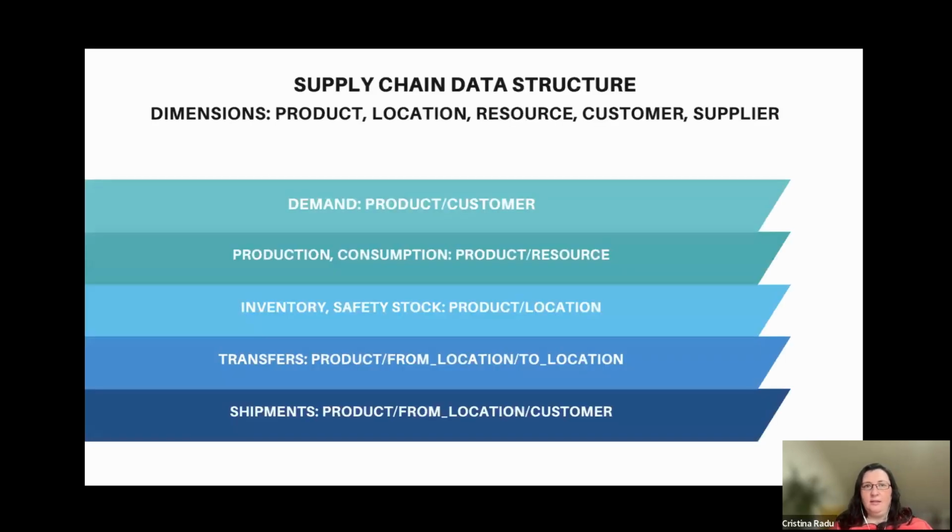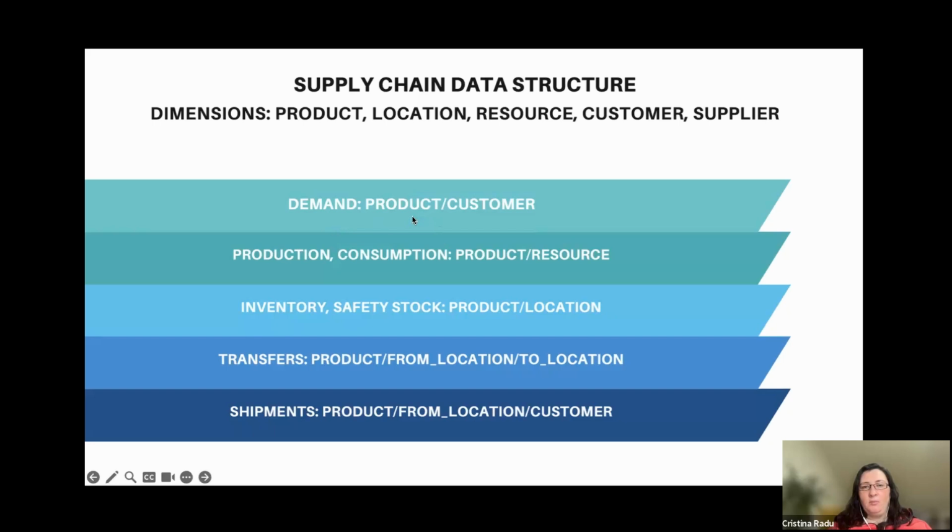Now let's start. As I said, we have a data structure in supply chain, and this data structure is given by the supply chain itself. Because what are the concepts in supply chain? We always have a product, we always have a location, we always have resources on which we produce the goods, customers, where we deliver the goods, and suppliers, which are entities that help us increase our production, or supply raw materials. So you can have the supplier of the finished good, or the supplier of the raw material. And to exemplify this, we have the demand.